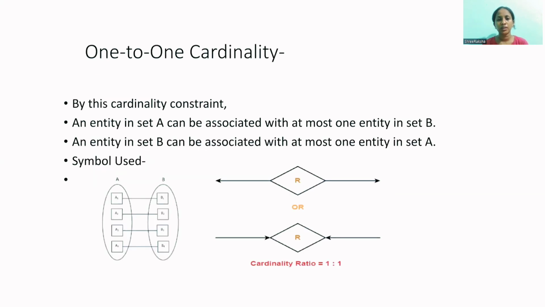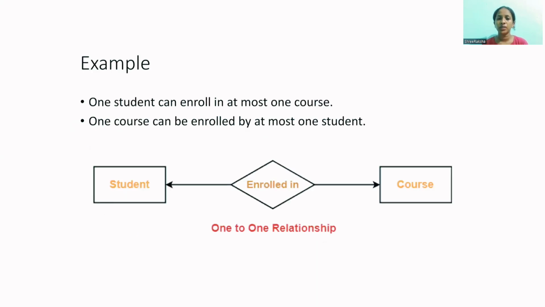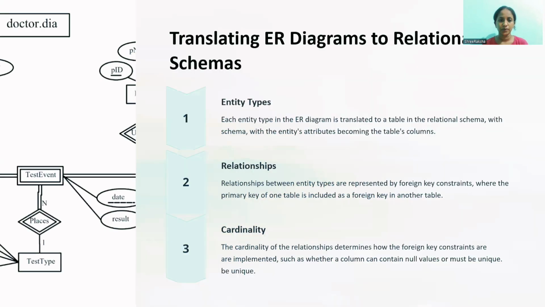Next one is one to one cardinality. An entity in set A can be associated with at most one entity in set B. In a similar way, an entity in set B can be associated with at most one entity in set A, and it is represented as 1 is to 1. For example, one student can enroll in at most one course. In the same way, one course can be enrolled by at most one student. An example of a one-to-one relationship.